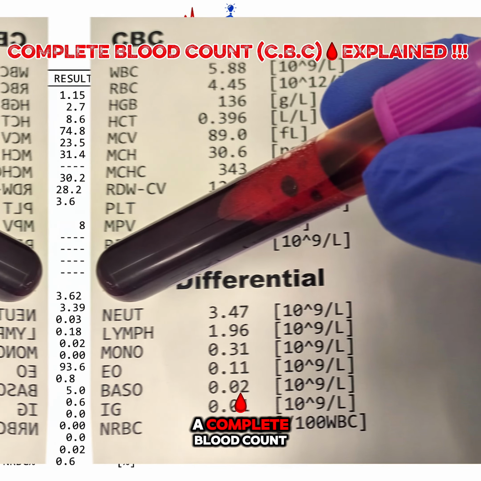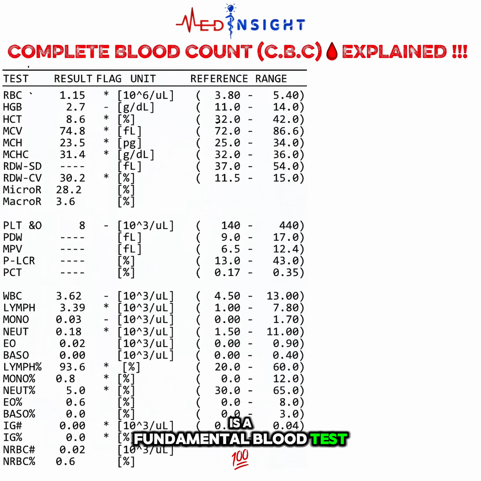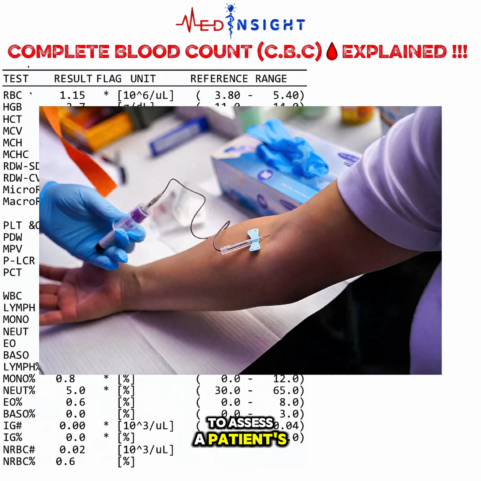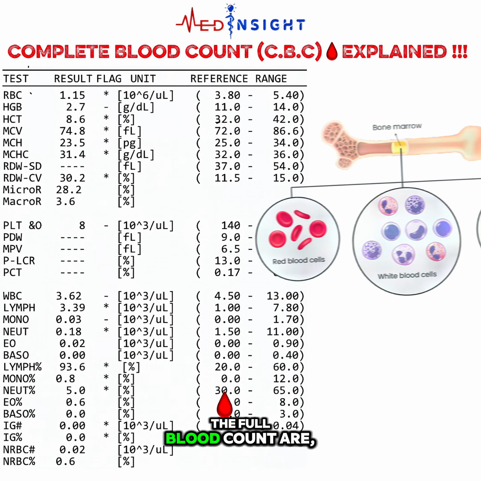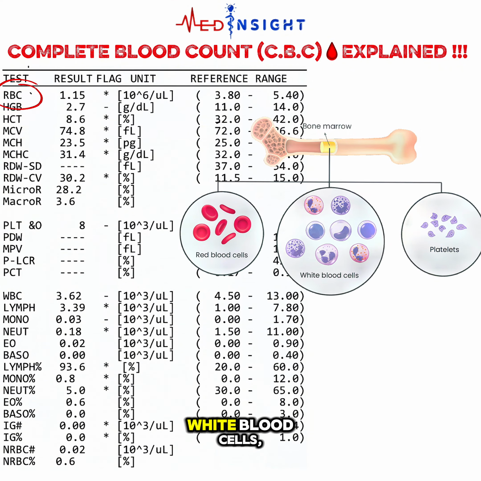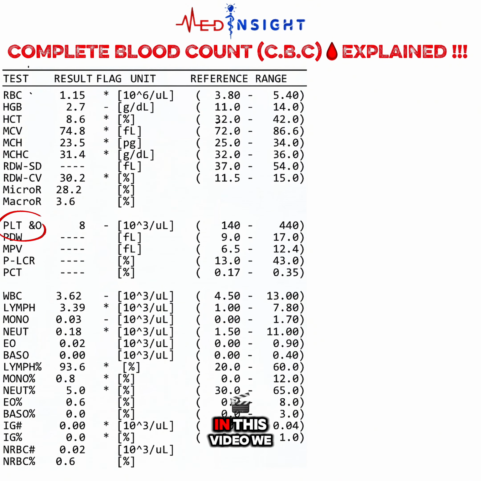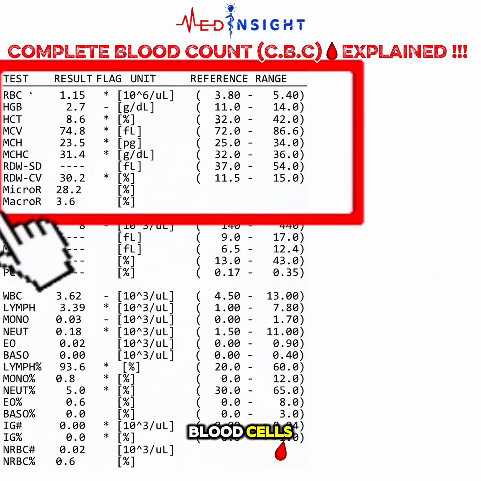Let's go. A complete blood count is a fundamental blood test used in medical diagnostics to assess a patient's overall health and detect various conditions. The major components of the full blood count are red blood cells, white blood cells, and platelets. In this video, we will focus on the red blood cells.